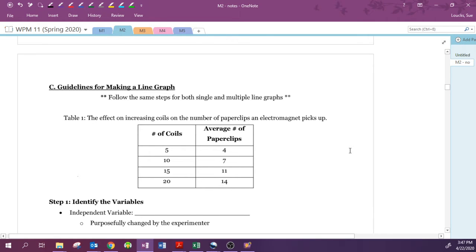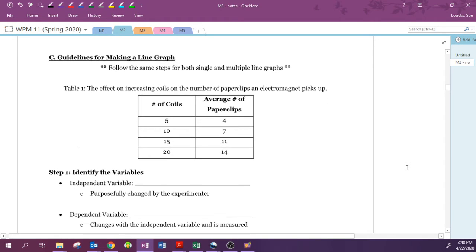Welcome back. We're on page 9, and we're just going to look at some guidelines for making line graphs. And you're going to use the same steps whether you're doing a single graph or multiple line graphs, like multiple lines on a single graph. So step 1, and we're going to use the data here in table 1. So step 1 is identify the variable.